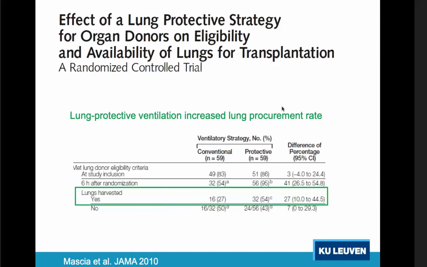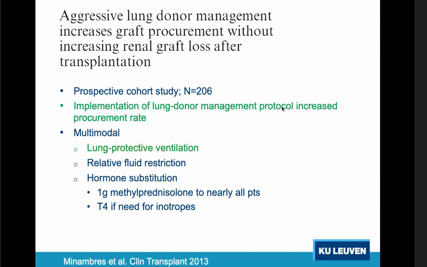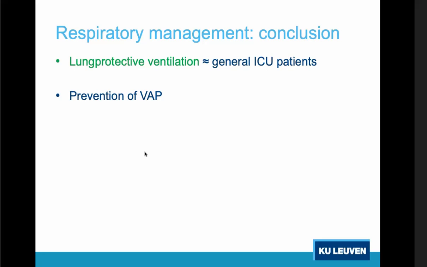And an observational study has confirmed that. I've shown you this observational study before. It was the before-after implementation study, which studied the implementation of a lung donor management protocol that included fluid restriction, but also included lung protective ventilation. And this observational study, as said, increased the number of lung donors. So lung protective ventilation is a cornerstone in the management of a brain-dead organ donor, as it is for general ICU patients, I think. And of course, prevention of VAP is also important, but that is also true for other patients.